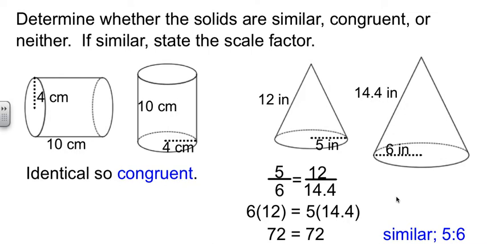And the scale factor, really you could use either one of these, 5 to 6 or 12 to 14.4. The 5 to 6 is simpler to write, so that's the one I would use. I guess technically there's nothing wrong with using that one. But typically we like to take the shortest way out we can get, so 5 to 6 is the choice I made.